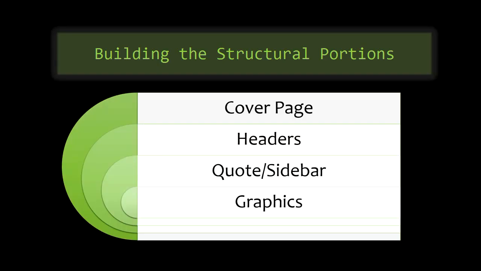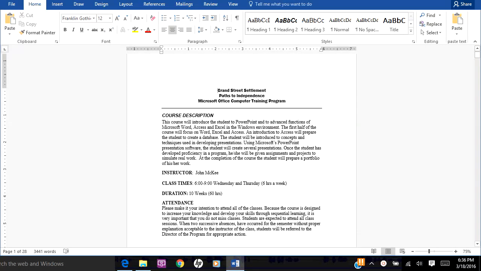We'll be looking at creating a cover page, adding headers, putting quotes and sidebars, adding graphics, creating a table of content, creating front matter, updating a table of contents, and some other things as we go along the way. So by the conclusion of this training, you'll understand how to quickly and easily put together the basic elements of a professional-looking document using the tools in Microsoft Word.